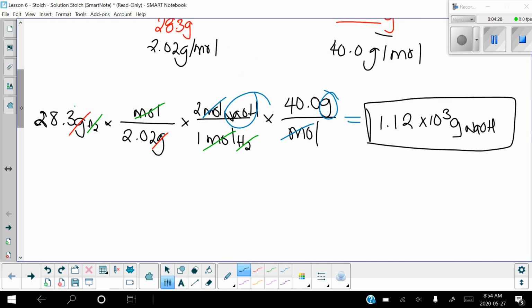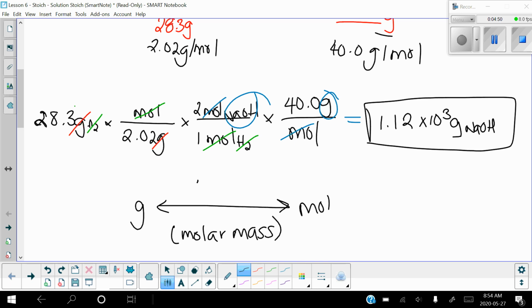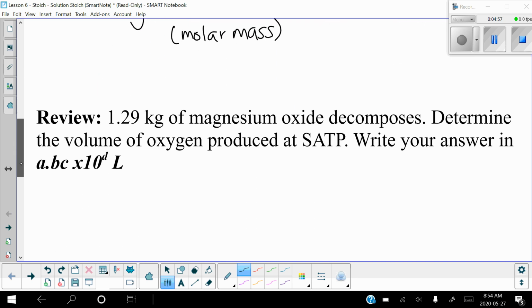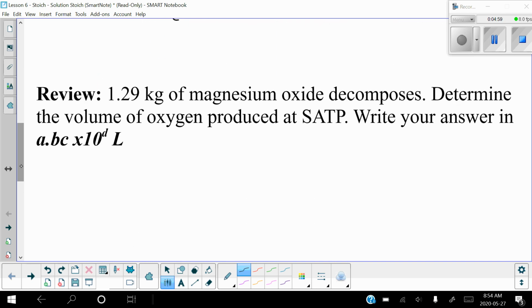Okay, so the review for this is emphasizing that if you want to go between grams and moles, it doesn't matter if it's a gas, or if it's been dissolved, or if it's just a solid. If you want to go between grams and moles, you need to use molar mass as your converter. Lovely, let's move on.